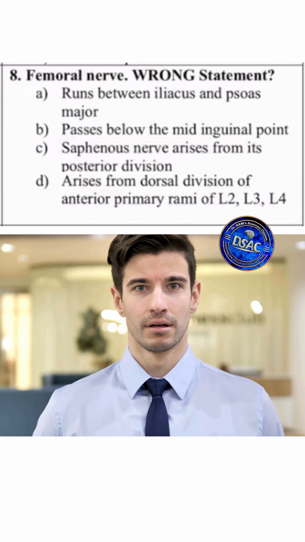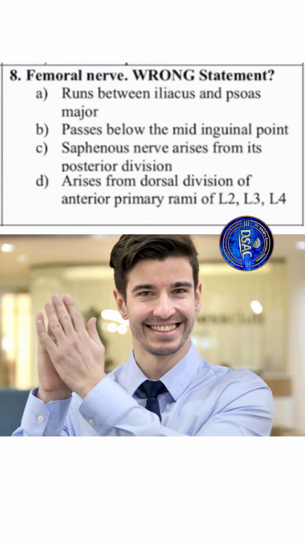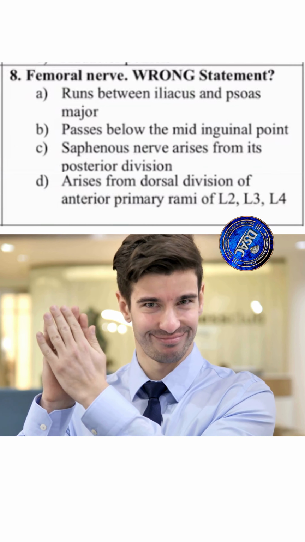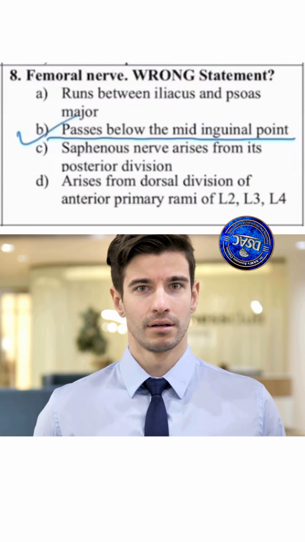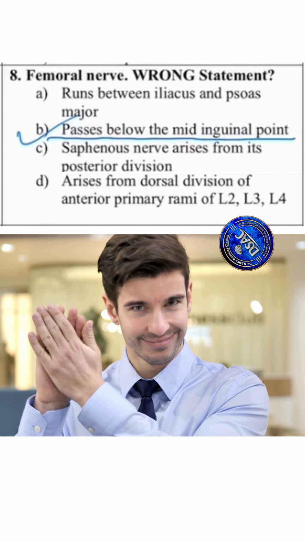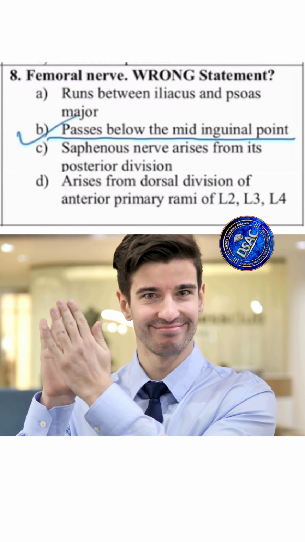So the answer to question number 8: the statement that the femoral nerve runs between iliacus and psoas major is correct. It passes below the mid-inguinal point. Now this is going to be the wrong statement, because you know that the femoral nerve passes below the midpoint of the inguinal ligament. However, the saphenous nerve arises from its posterior division is correct. Arises from the dorsal division of the anterior primary rami of L2, L3, L4 is also correct.